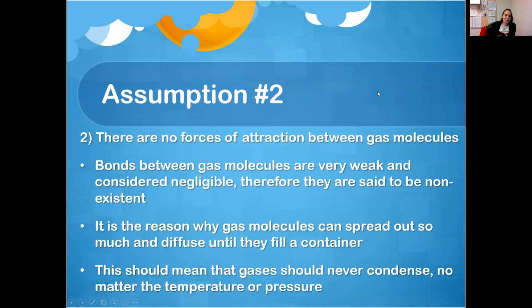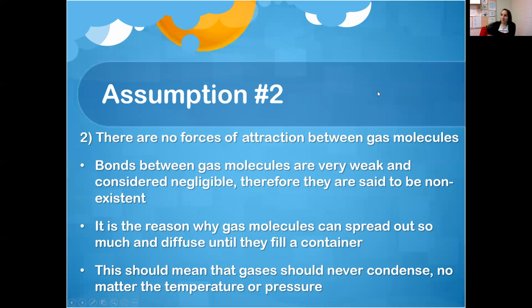Assumption number 2 is that there are no forces of attraction between gas molecules. And the reason this assumption is kind of valid is because any bonds that do exist between molecules of gas are super, super weak. There are actually forces of attraction between gas molecules, but they're so weak, they don't really affect the gas molecule behavior very much. And therefore, we say that they're negligible and we pretend that they don't exist at all.